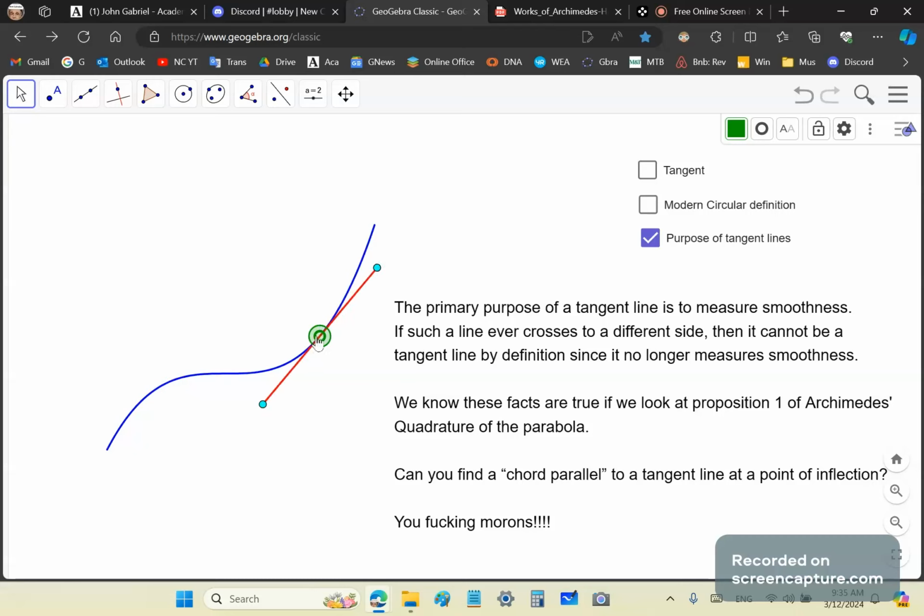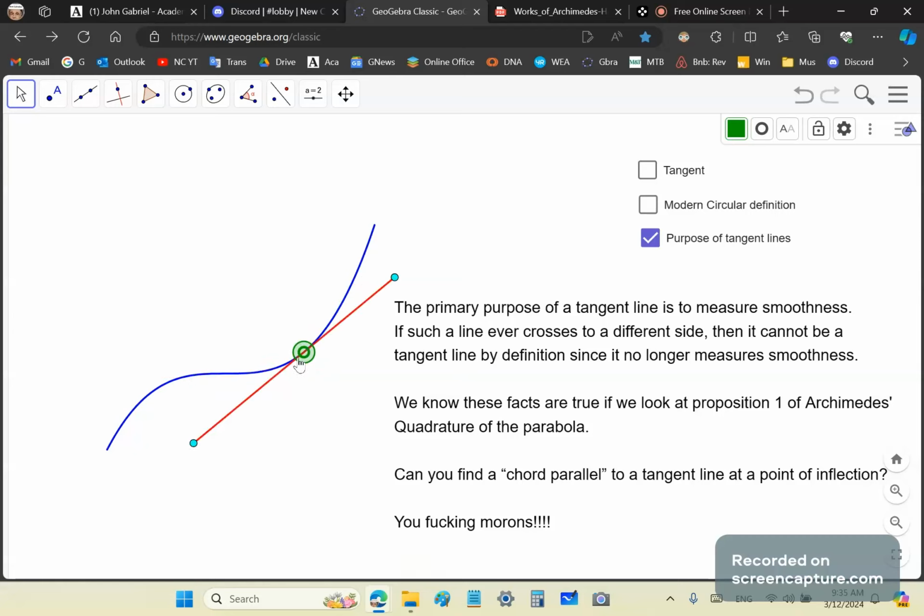If this line had to cross over, like the mainstream baboons of mathematics think, then it cannot be a tangent line by definition. And we'll see why in a moment, because it no longer measures smoothness. So if you come over here and it crosses a line, it means that it can't be a tangent line anymore, okay? Because to be tangent means to touch, right? And the primary purpose is to measure another curve for smoothness.